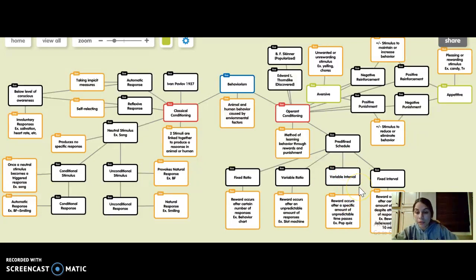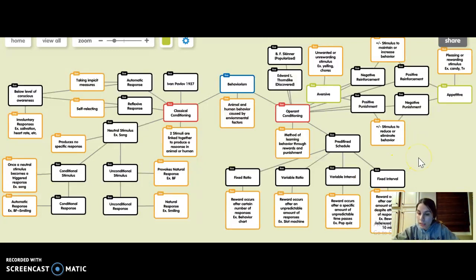The third one is variable interval. It's a reward that occurs after an unpredictable amount of time passes, such as pop quizzes. When a teacher says we're going to have a pop quiz in 2 weeks, but the teacher doesn't mention what day within those 2 weeks the pop quiz is going to happen, the students are studying throughout those 2 weeks so they can be prepared. It's an unpredictable amount of time. So intervals have to do with time.